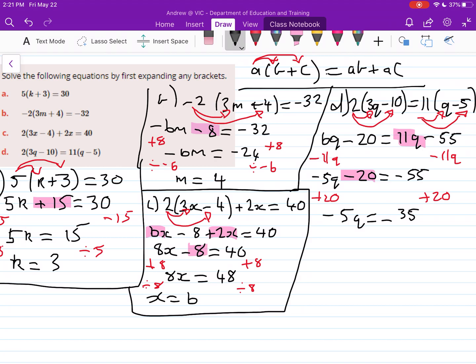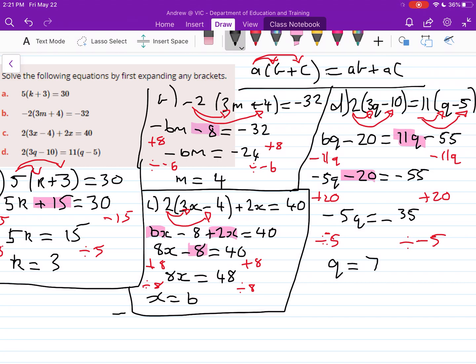So we need to divide by negative 5 now because it's negative 5 times q. Oh, forgot the negative sign. Okay, so do that to both sides. Q. How many 5's in 35? We've got a negative divided by a negative, so that makes a positive, so it's got to be a positive number. How many 5's go into 35? That is 7. So Q is equal to 7.